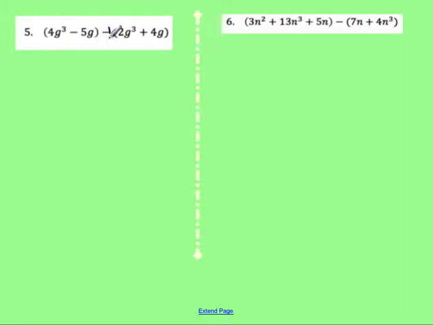So what I'm going to do is look at this as being a -1 on the outside. So I'm going to distribute that -1 in, and I'm going to change the signs of everything.